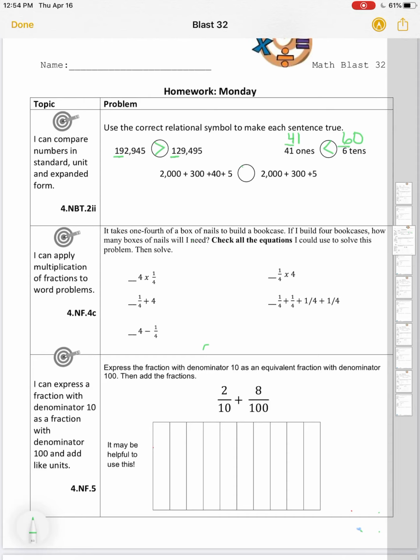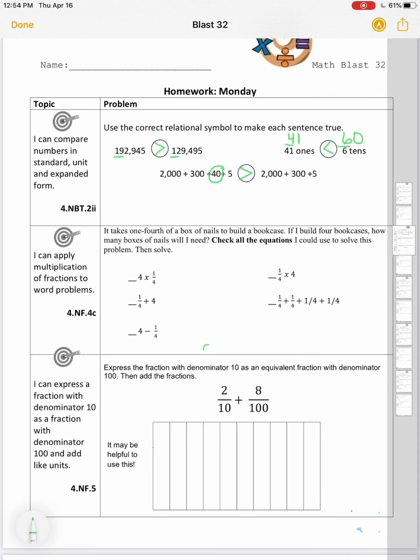For the last set here, I have each number written in expanded form. I'm going to compare these numbers in the expanded form because I see that both have 2,000s, 300s, and 5. It is this additional 40 in the number on the left that makes that number greater than the number on the right.